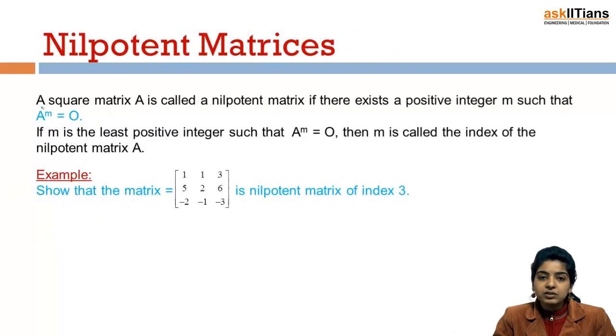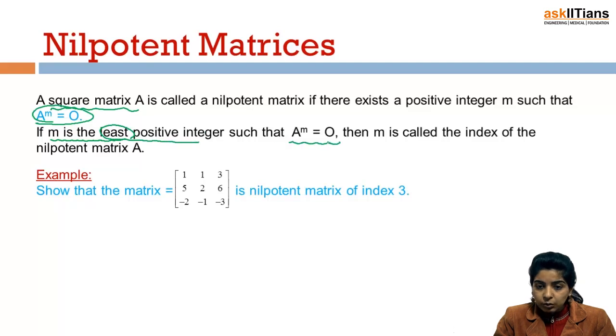Next matrix that we have is the nilpotent matrix. A square matrix A is said to be nilpotent if there exists a positive integer m such that A raised to m is 0. So what does it say? If we have an integer m such that A raised to that integer m gives us a zero matrix, then the matrix A is said to be a nilpotent matrix. Moreover, if m is the least positive integer such that A raised to m is 0, then m is called the index of the nilpotent matrix A, right?